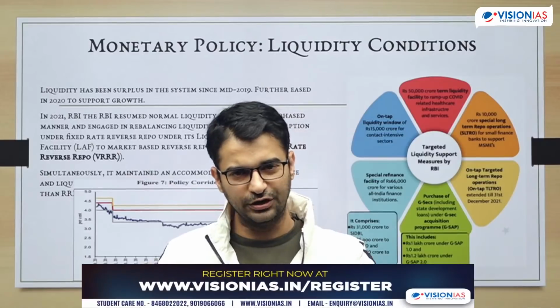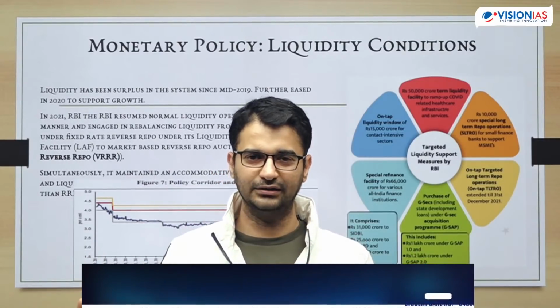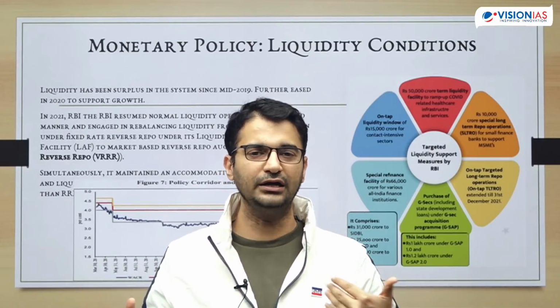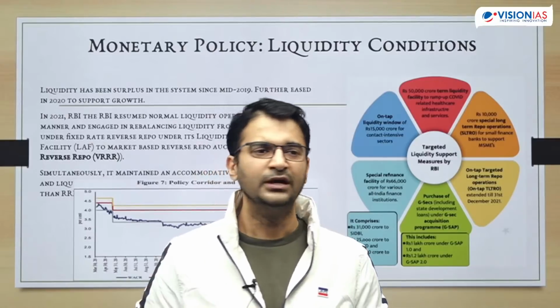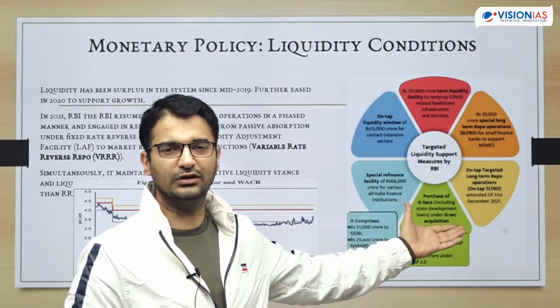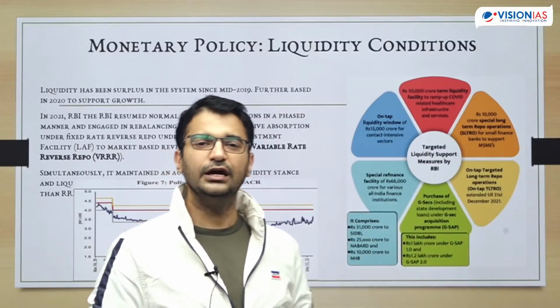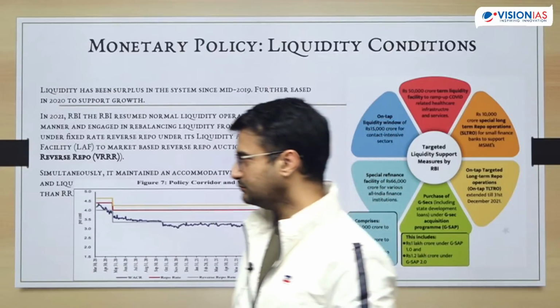So now the government security comes to the RBI and money goes from the RBI to the bank. So when the RBI purchases government securities from the market, this again leads to increased liquidity in the economy. These were some of the steps that the RBI took last year and has been taking before that as well, since 2020, in order to provide more money in the economy.